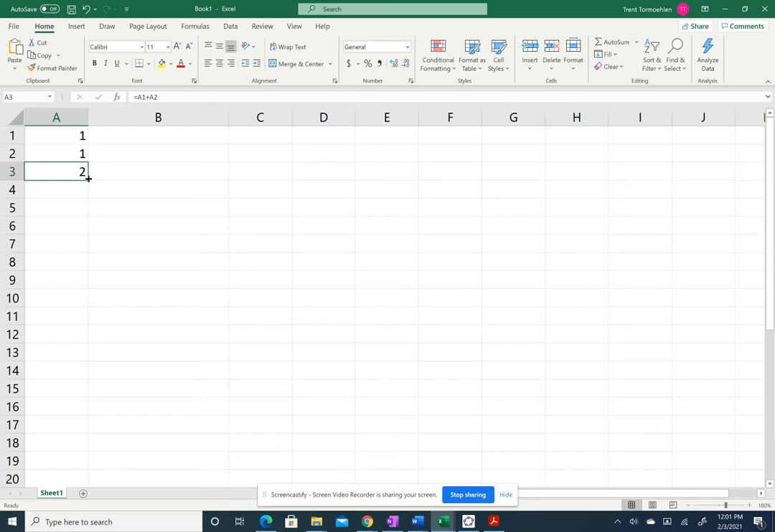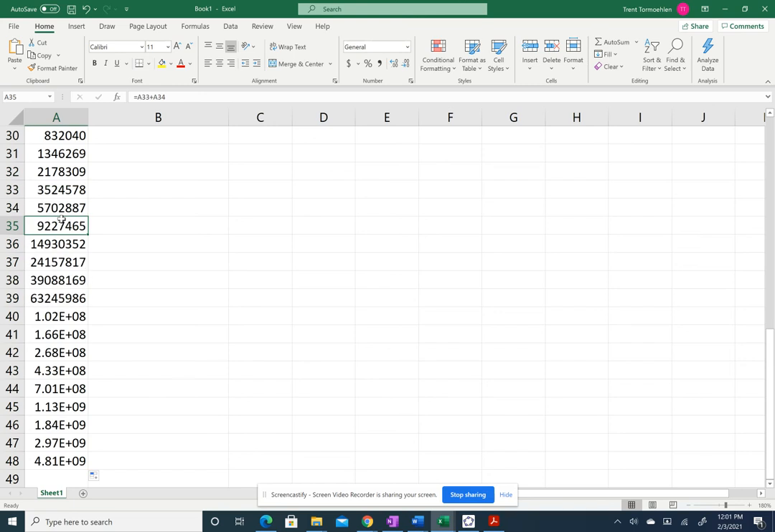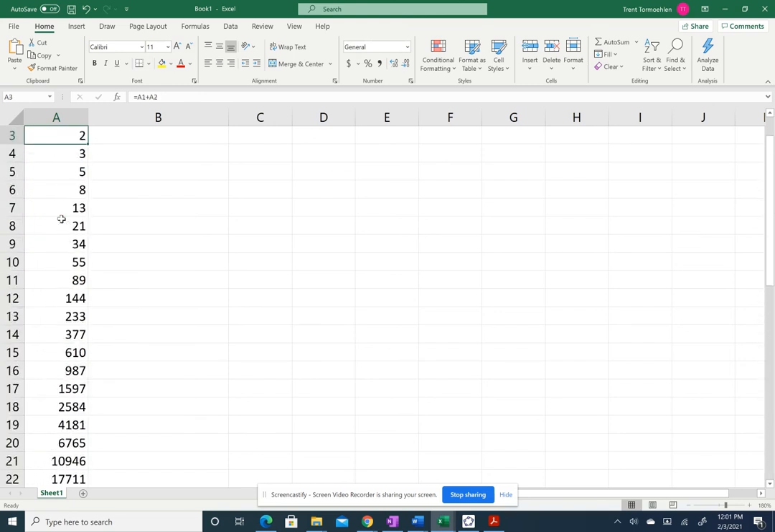And then Excel is great. If you haven't played with Excel, there's so many cool things you can do in it. But one of these is if I just drag this down, it's going to repeat that formula, and it's going to create the Fibonacci sequence. And so you can see the Fibonacci sequence being made: 1, 1, 2, 3, 5, 8, 13, 21, 34, 55, 89, 144, and you can see all these terms.